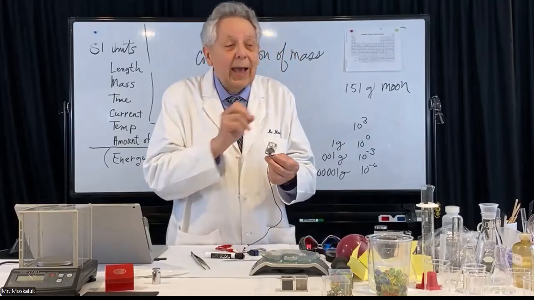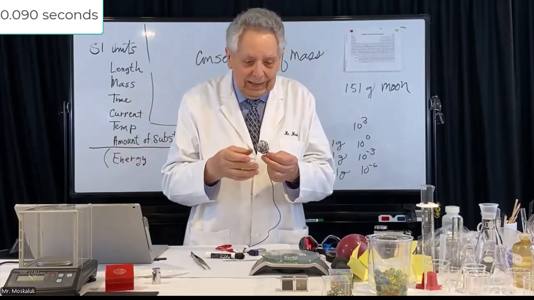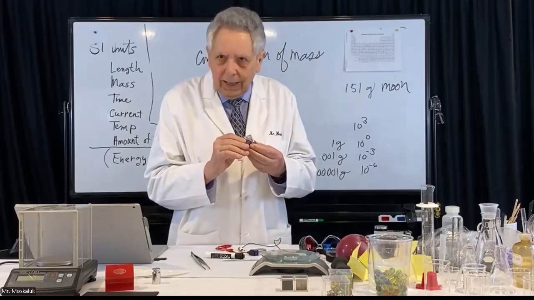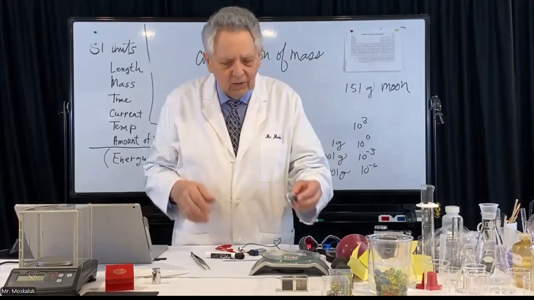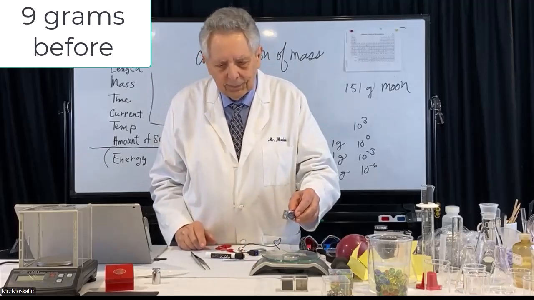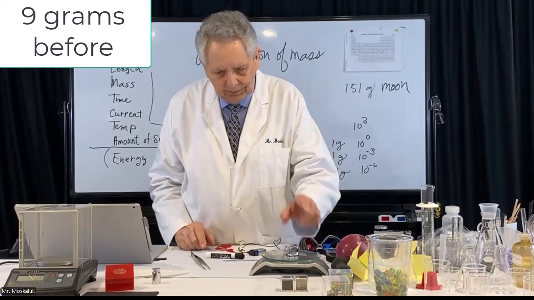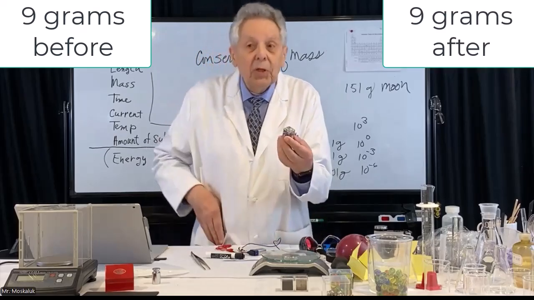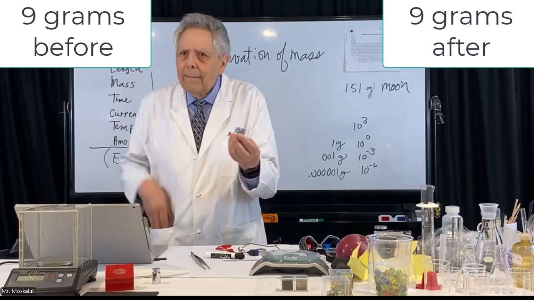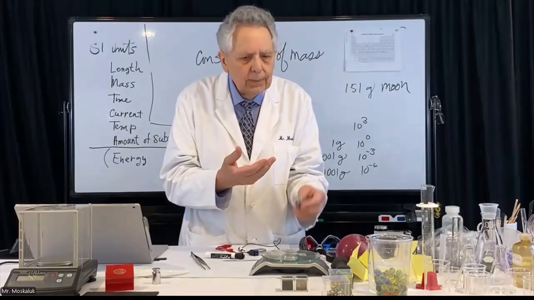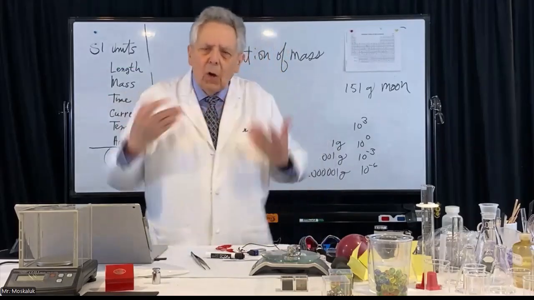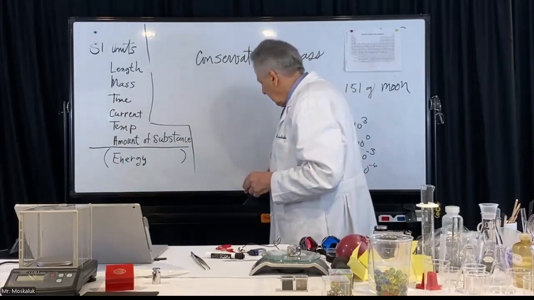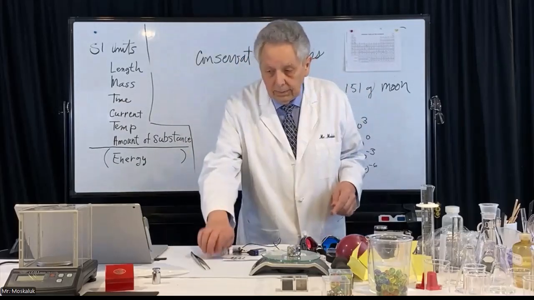The magnesium and oxygen burned instantly, and they were changed into a compound called magnesium oxide. Nice chemical reaction, lots of energy, lots of light. 9 grams. That was a pretty dramatic reaction. But the mass didn't change. In a chemical reaction, even though you get all these changes, the mass doesn't change.